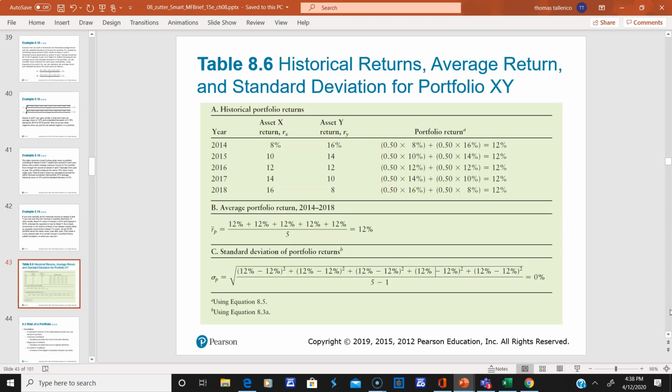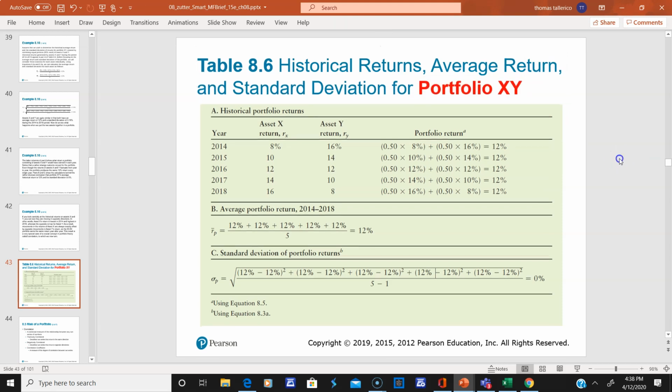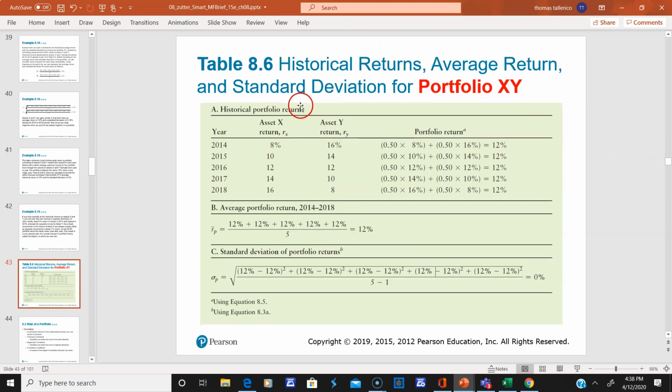All right. So here's historical returns, average returns, and standard deviation for portfolio X and Y. So remember what we're talking about now. Now this is a portfolio of 2 stocks. That's all. But a portfolio can have many stocks, right? So in this case, look, we have asset X and asset Y. See asset Y and asset X? Okay.